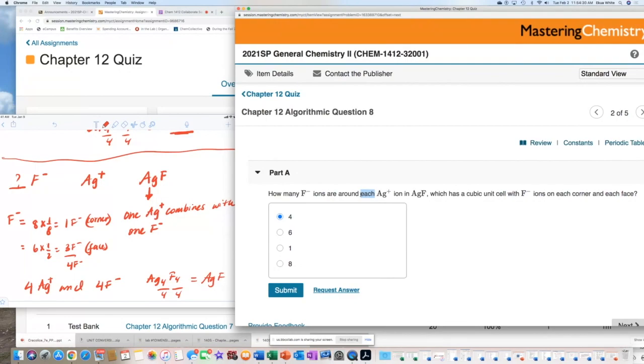Did you actually work that out and get an answer? No, not yet. So we have 4 Ags and 4 F minus, but they're not asking you how many of each is required. They're asking you how many of the F minus are around each Ag plus. So even though we have 4 Ags and 4 F minus, I said 1 Ag combines with 1 F minus. So based on the way the question is written, each F minus should be around each Ag plus.